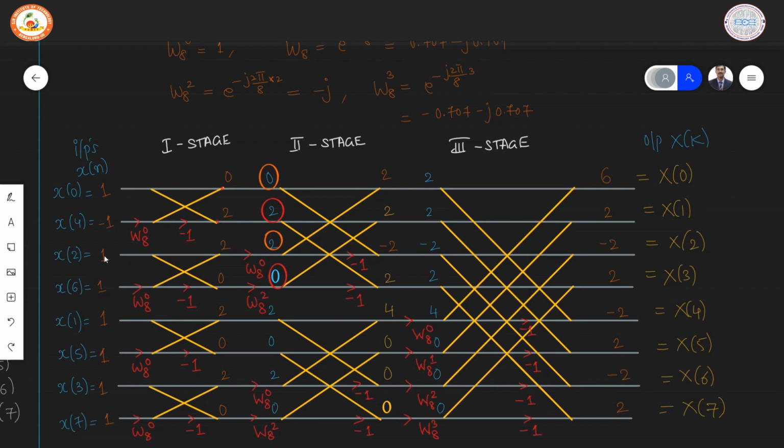The next pair of input is 1 and 1, for which the sum is 2 and the difference is 0. For the same input values, again the outputs are 2 and 0 respectively, and again we get 2 and 0 as the output.